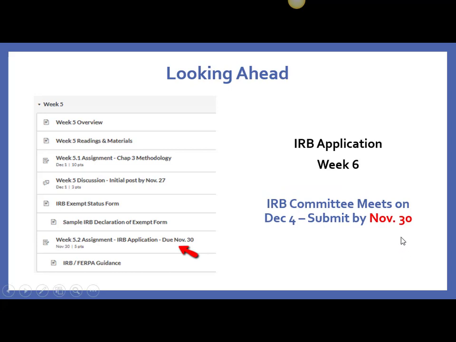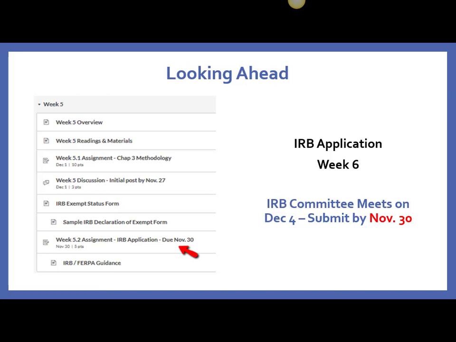I want to look ahead. The IRB application won't be in week 6, it will be in week 5. So if you take a look at it right here, it's an assignment that goes in week 5. There's some in week 6. There is some explanation. I think I might go in and move it back up to week 5.